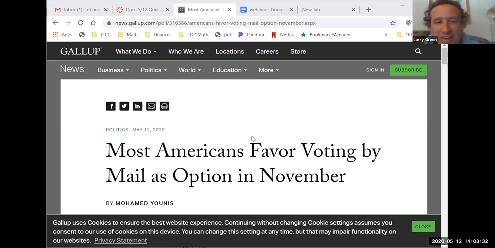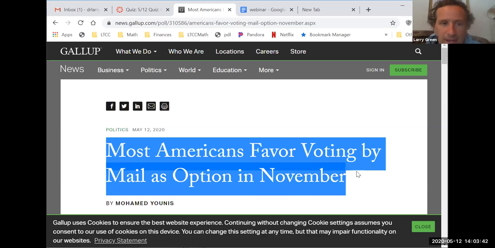I want to get into this, though. This is a poll that was done, an article from Gallup. It says most Americans favor voting by mail as an option for November. Yeah, I'll put the app too, but I think that one's going to be harder to sell, by the way. Mail-in, it's a bunch of old people. They don't like apps. Even both people running for president are older. Most Americans favor voting by mail as an option in November. Do they know this?